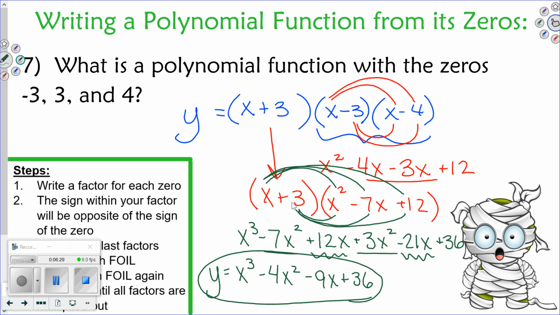All right, so looking at your graph, where does your graph cross the x-axis? Negative 3.